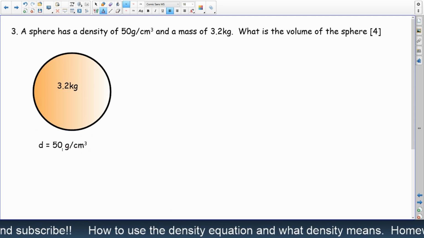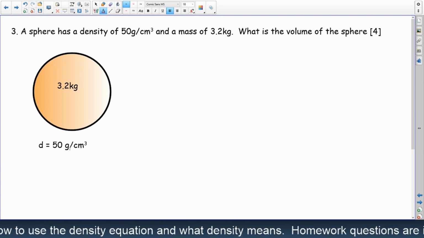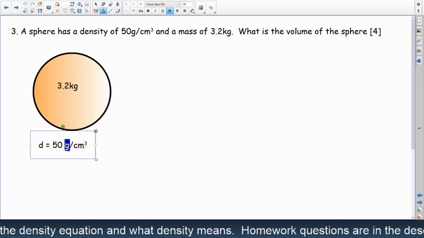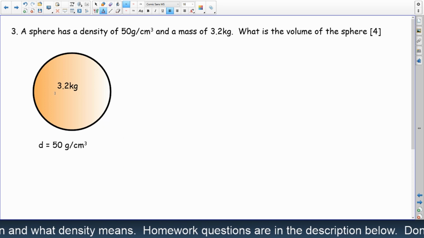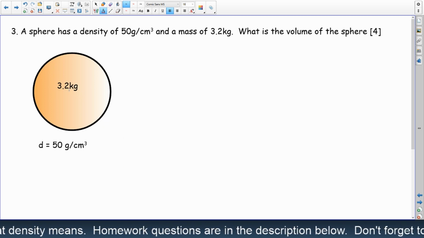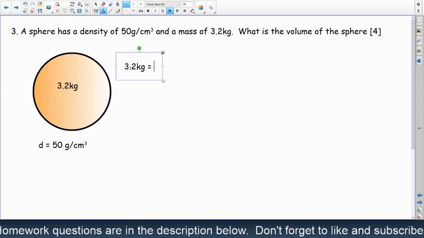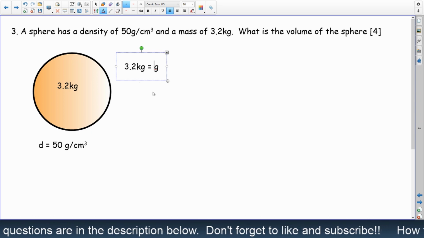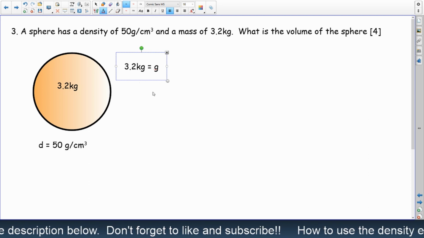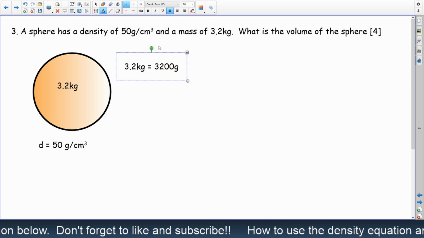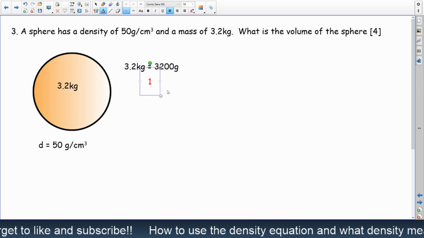Now, I've spotted the trick here. I hope you have too. That we have a density that's measured in grams per centimeter cubed. There's a G here. But we've been given a mass in kilograms, which means that we can't drop these two things into an equation together. We're going to have to get our mass into grams first. So 3.2 kilograms is equal to how many grams? Well, I know that there's 1,000 grams in a kilogram, so 3.2 kilograms is going to be 3,200 grams. And that's where my extra mark is for here. I get 1 mark for just recognizing that.